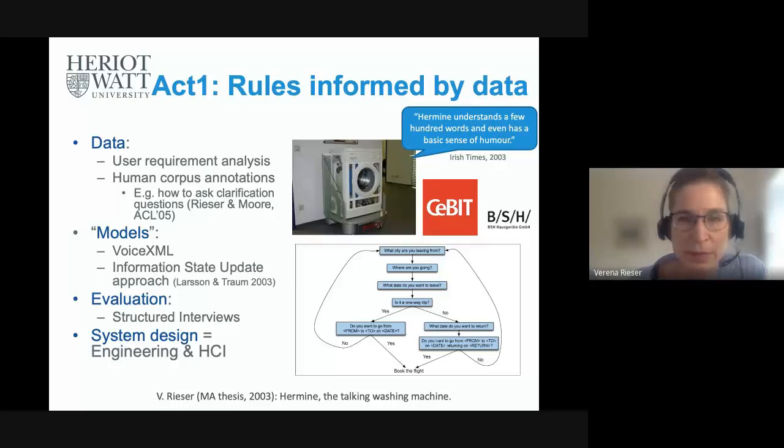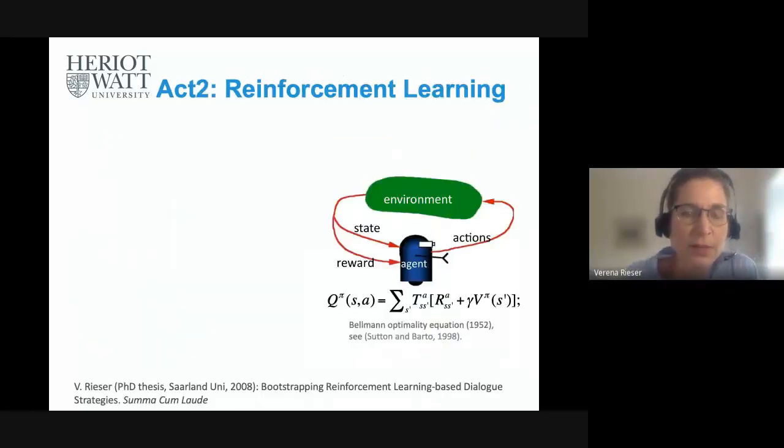Right. If there are no questions, I will just continue. The second act is then reinforcement learning. So that was something which I then did for my PhD thesis.